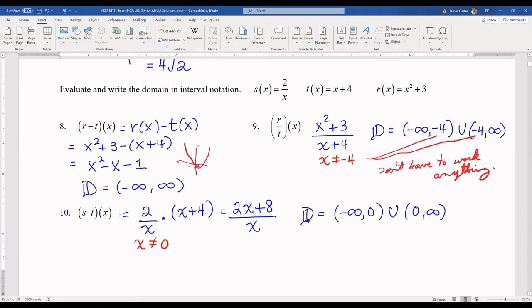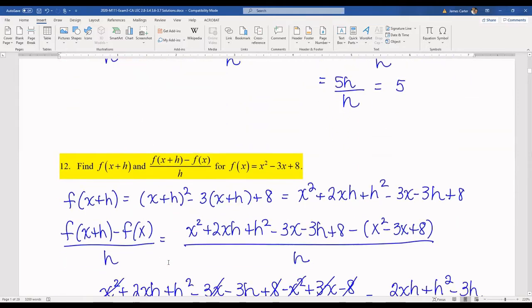Okay, here I'm multiplying these, 2 over x, and x plus 4 gives me 2x plus 8 over x. That could be simplified a little bit, but it's not necessary. The important thing we need to know is x cannot be 0 in this part of this. x can be anything up here, but x can't be 0 down here. So that puts these two limiters right here, can't be 0, so there's a gap at 0.